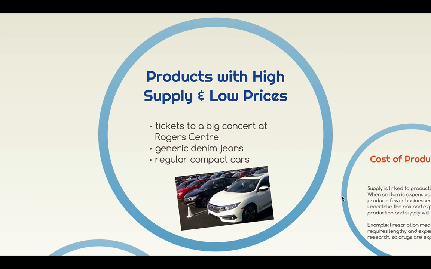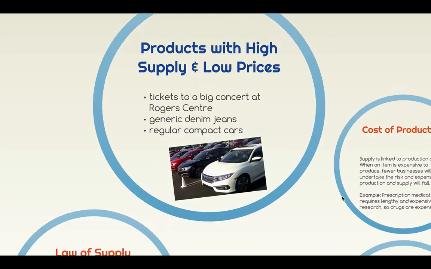So here are some goods with high supply and low prices. When there's a concert at the Rogers Center, the average ticket price is lower than an intimate setting at Massey Hall or a smaller venue. Generic jeans you can get at any fast fashion store in the Eaton Center. There's going to be lots of those. You can go from one store to the other and find the lowest prices. Regular cars, they're pretty standard. They have a certain safety standard, a certain fuel economy, a certain design. They're going to be a lot cheaper than a luxurious brand.